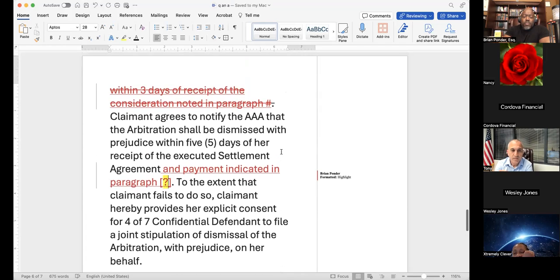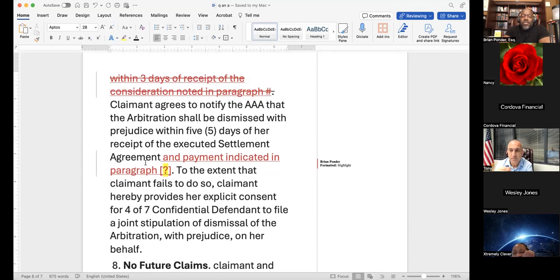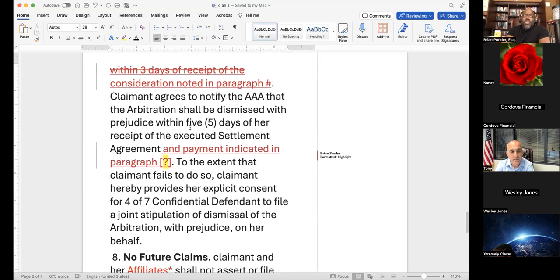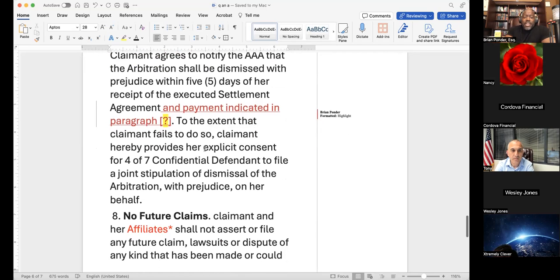One of the questions I want to ask: can they do wire transfers instead of paper checks? You have to indicate it. If it's not in writing, it's not agreed to. So yes, the wire instructions should be in the payment paragraph. You say a check to the order of, or paid via ACH or wire transfer, according to the following instructions. You can put the wire instructions right in that paragraph, or attach them as a separate piece of paper.